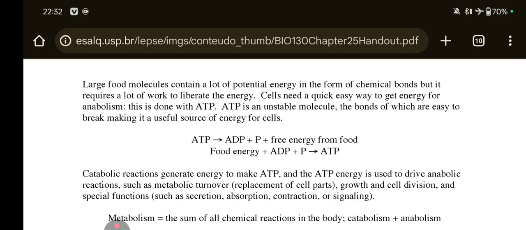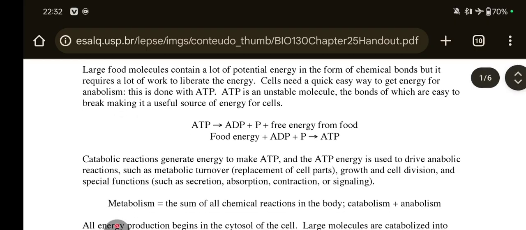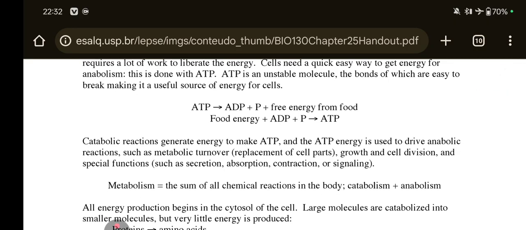ATP is an unstable molecule, the bonds of which are easy to break, making it a useful source of energy for cells. ATP gives ADP plus P plus free energy from food. Food energy plus ADP plus P gives ATP.